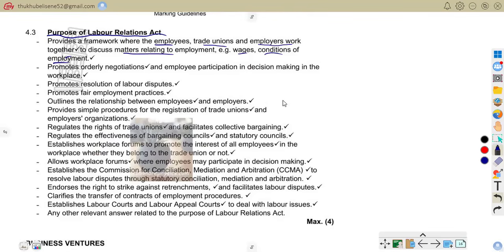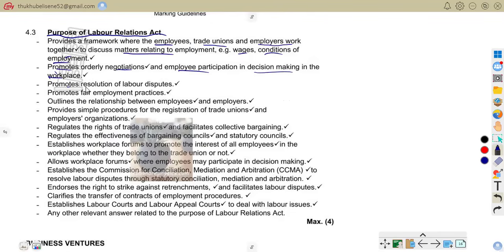What this act means is that the act creates a system where employers and trade unions can discuss workplace issues. Also, it further says it promotes orderly negotiations and employee participation in decision making in the workplace. Meaning to say, the act encourages structured discussion and negotiations between employers and employees.